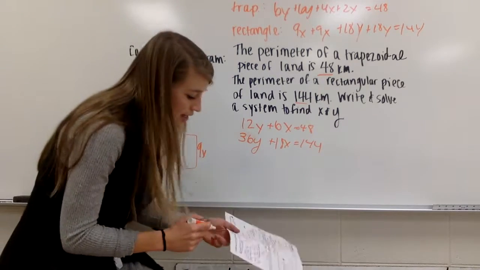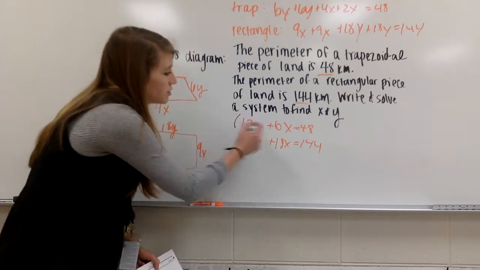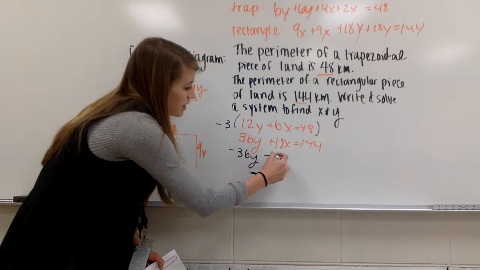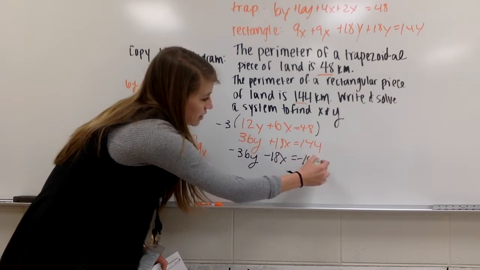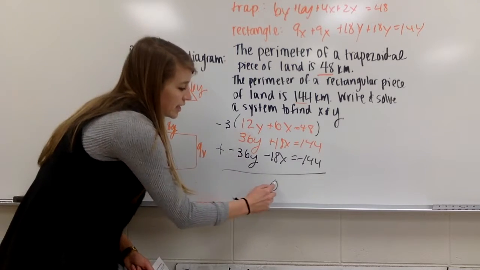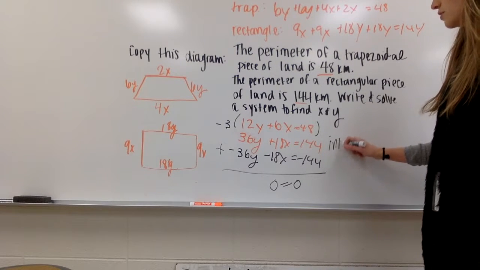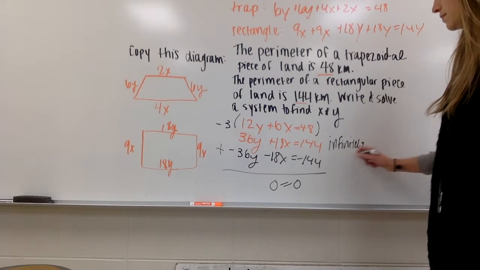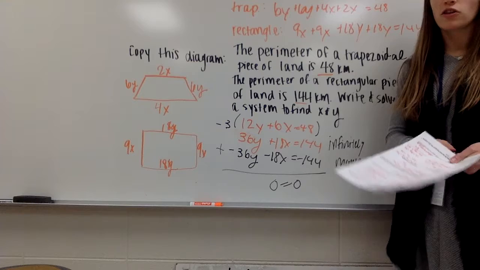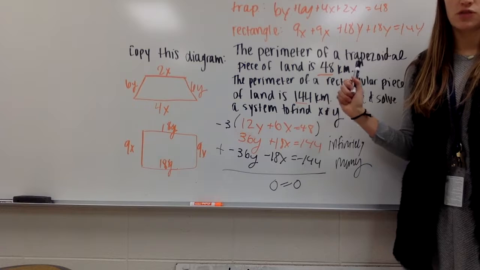I'm going to have my x's cancel. Since I have 6, I know I can multiply it by a 3 to get to 18. So I'm going to multiply this whole piece by a negative 3. That'd be negative 36y minus 18x equals negative 144. Now what happens here when I add them all together is I get 0 equals 0. That means that there are infinitely many solutions, which means that no matter what we put in for x and y, there'll always be a solution that makes both these areas equal 48 and 144.